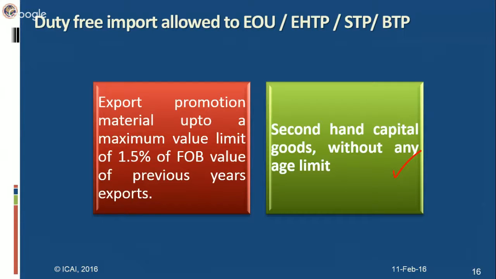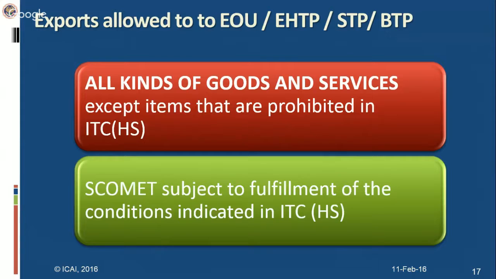And export promotion material. Any material which is used for export promotion is also allowed, but there is a limit to it. That is 1.5% of FOB value of the previous year. When I come to exports, all kinds of goods and services are allowed to be exported. But again, on export also, the restriction of export of prohibited items is there. So prohibited items can neither be imported nor be exported.